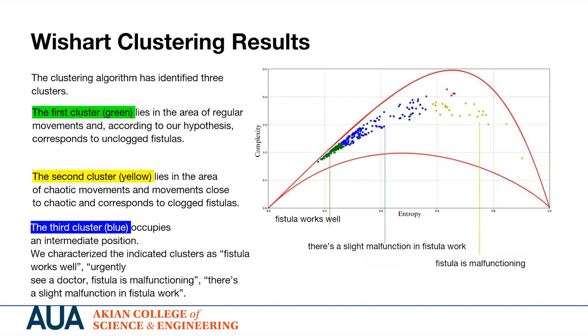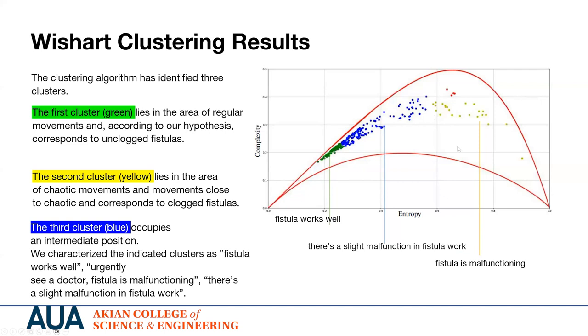The most interesting part, the results. For the first method, the entropy-complexity analysis, this is how our clustering results look. And we can easily see that there are three groups of clusters. Here, if the complexity and entropy are low, of course, we think that this is a very organized, non-chaotic time series, and we think that the fistula works well.